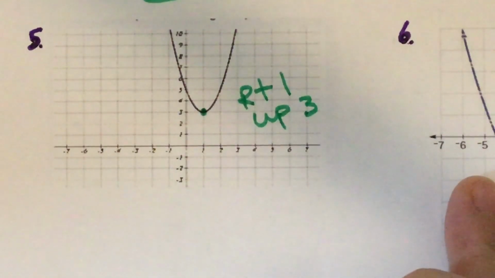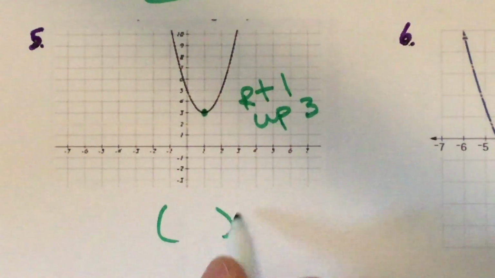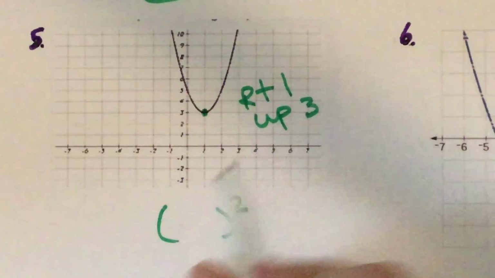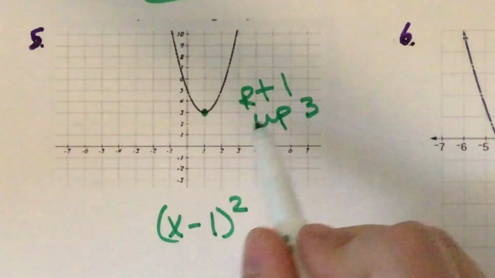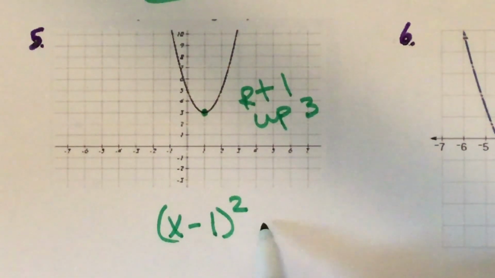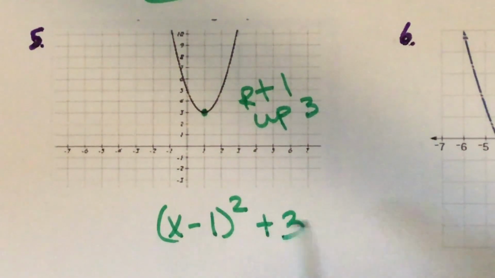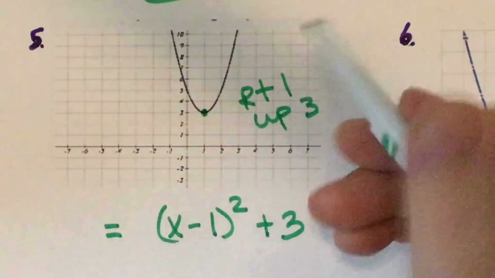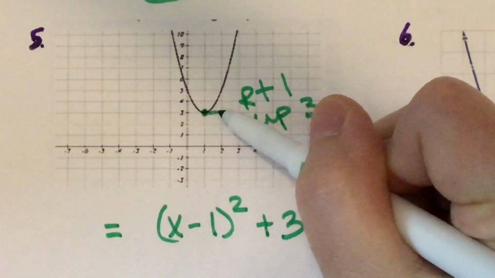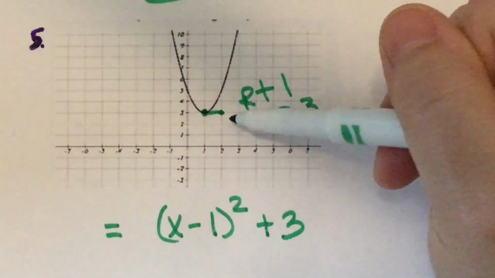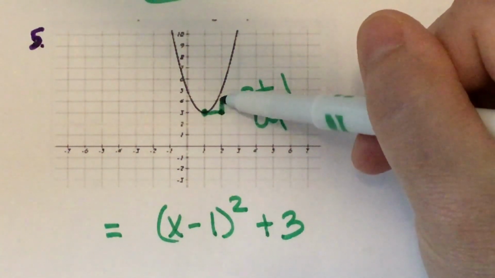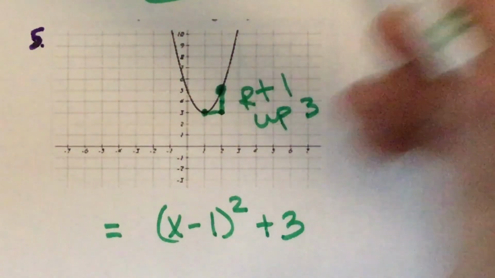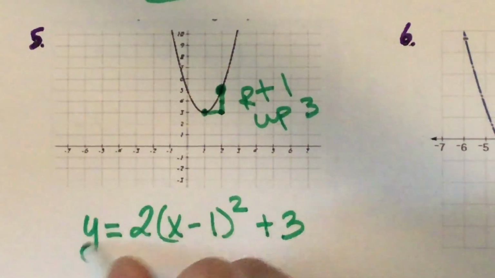Remember, if you ever want to make something go left or right, you need parentheses. So to make it go right 1, I need x -1. To make it go up 3, that goes in the back, and that would be +3. Now, let's figure out our A. After I go right 1, what does it take to hit the graph? It takes going up 2 to hit the graph. So my A is a 2.